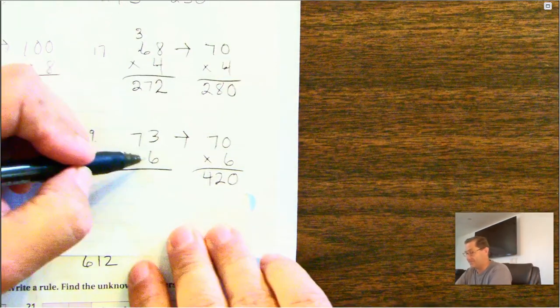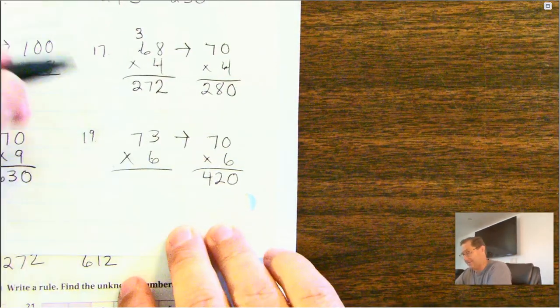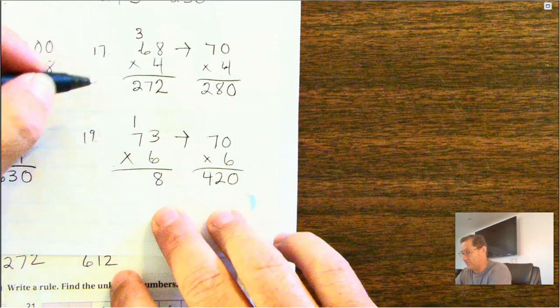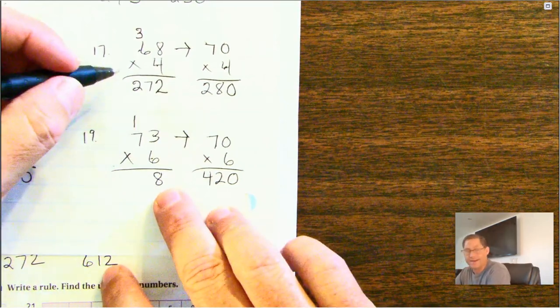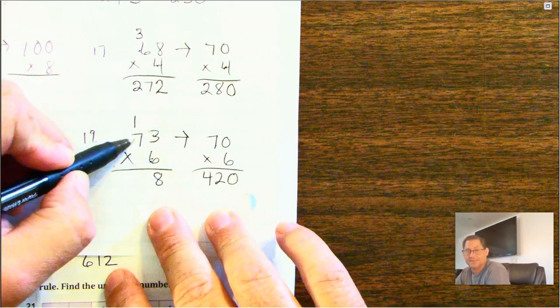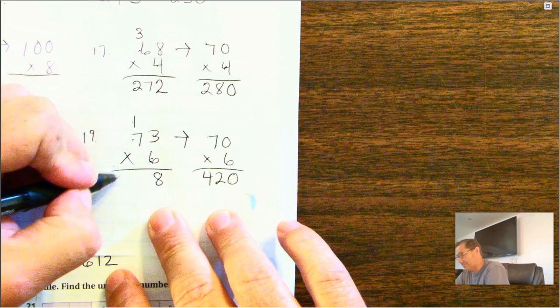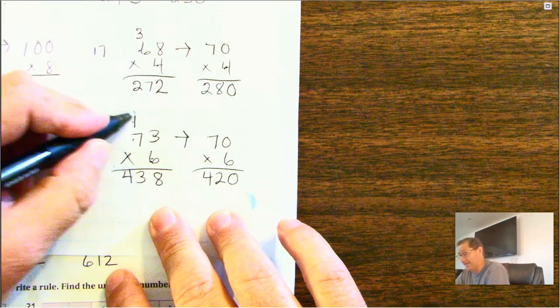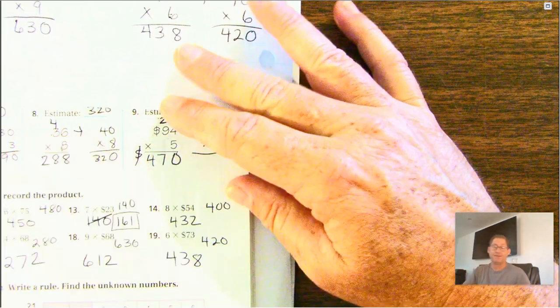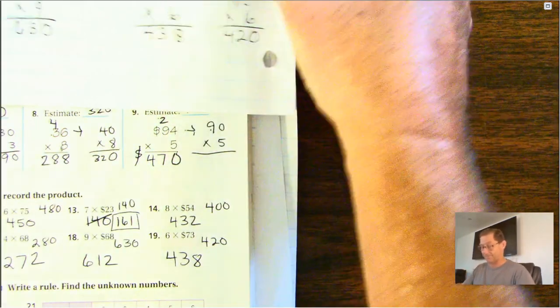Step 1, 6 sets of 3 ones is 18 ones. Regroup 10 of those 18 ones as 1 ten and 8 ones. 6 times 7 is 42 tens, plus 1 more, the regrouped ten, is 43, so 438. Okay, and that's also close to our estimate.